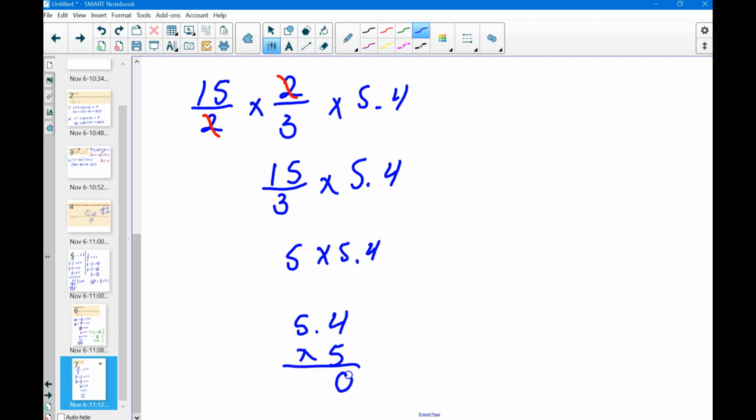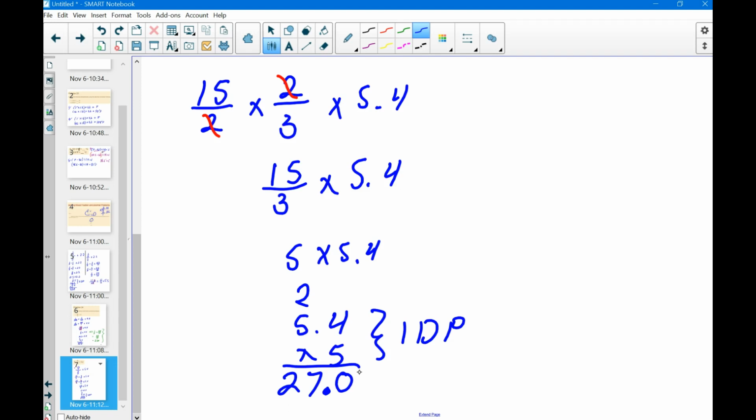4 5s are 20, 0, and carry 2. And 5 5s is 25, and 2 is 27. 27. I have one decimal place. One decimal's going to go right here. And the final answer is 27.